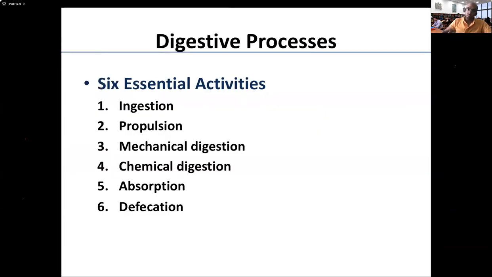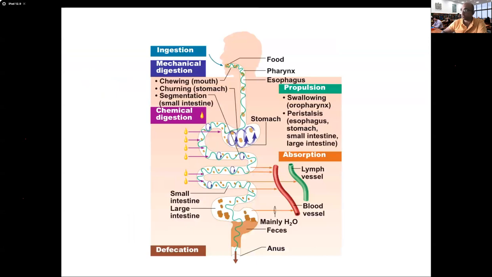What are the different digestive processes that will be conducted by the digestive system? What are the six essential activities that will be conducted by the digestive system? First is the ingestion.